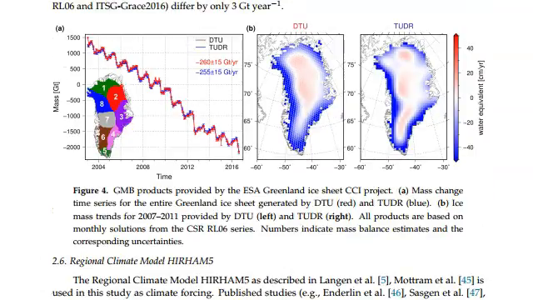We also combine these observations with output from a regional climate model and from an ice sheet model to gain insights into existing biases in ice sheet dynamics and surface mass balance processes.